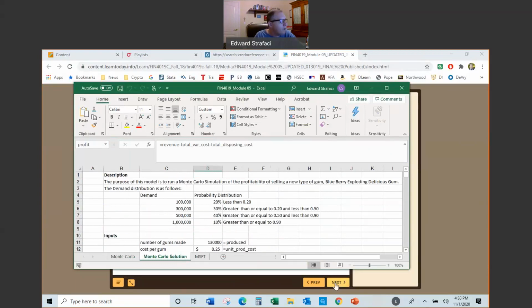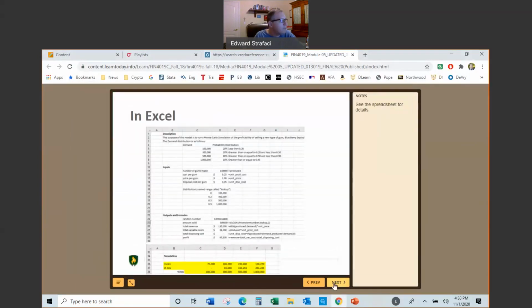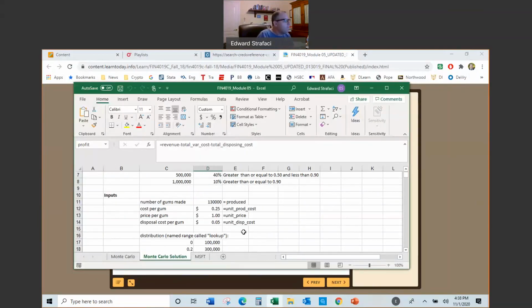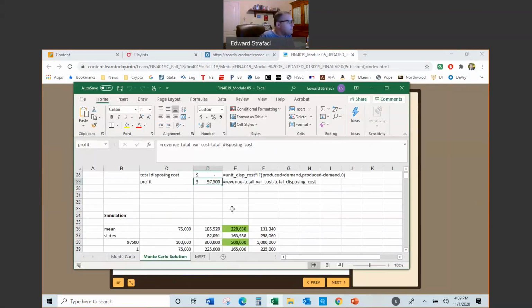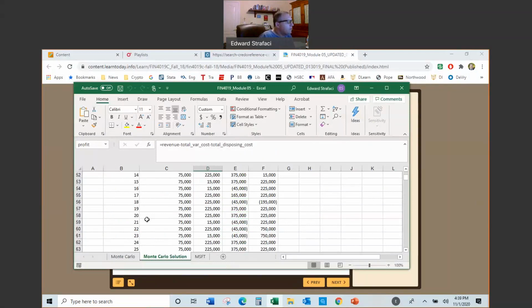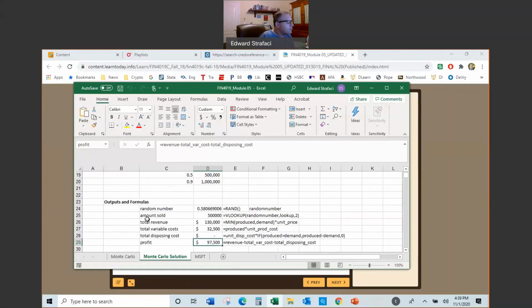Okay. So let's go to this one again. So that's what I just showed you. So the model is going to simulate each production quantity of gum, and it's going to assume an initial production quantity of 130,000. And we're going to create a random number in D24 and simulate the demand for gum. So what we're going to do is continue to run this simulation to find the demand for gum. Okay? So we have these outputs, and there is your average. And here are all the potential revenue projections. So by going to the computer, downloading it, and hitting F9, that's what I'm doing here.